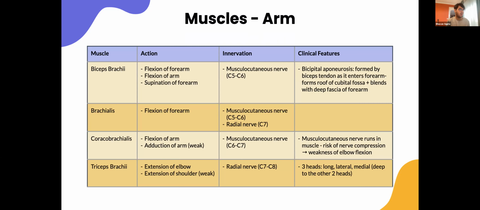And then the triceps brachii, that's on the back, so it's going to do extension of the elbow and weak extension of the shoulder, and that's radial nerve.